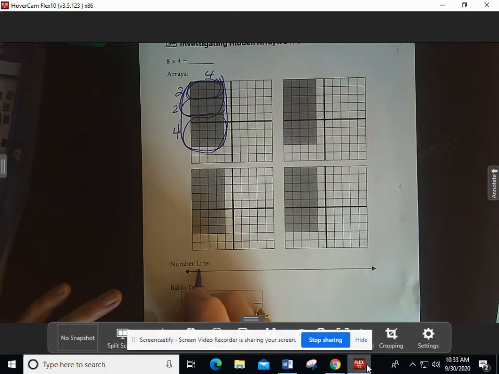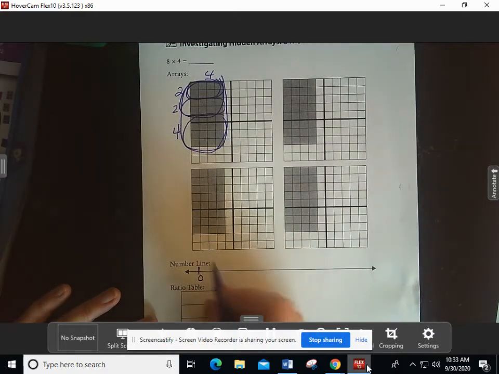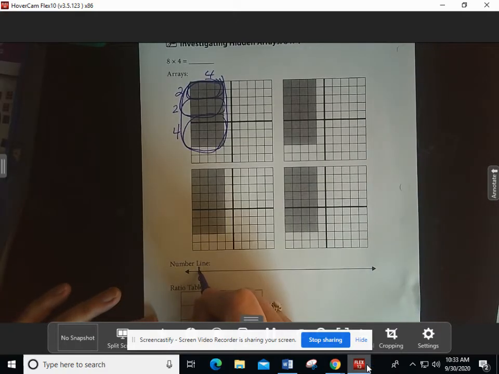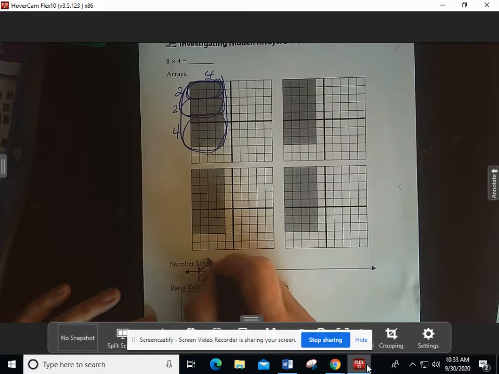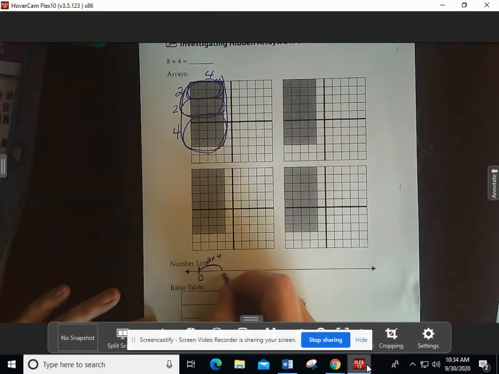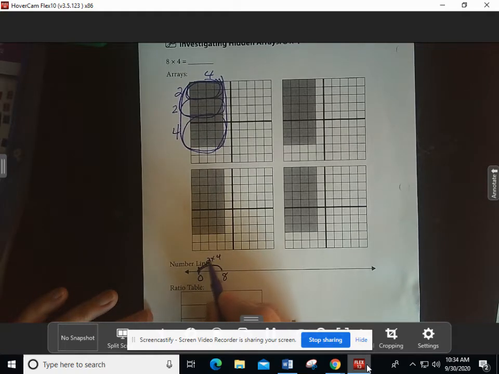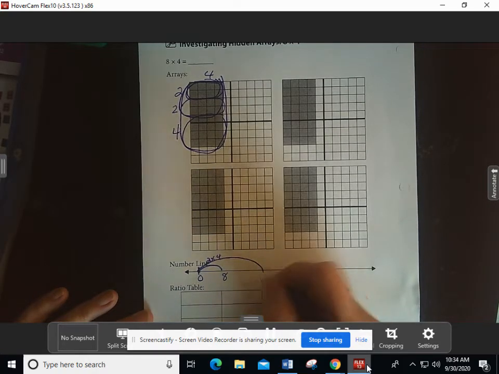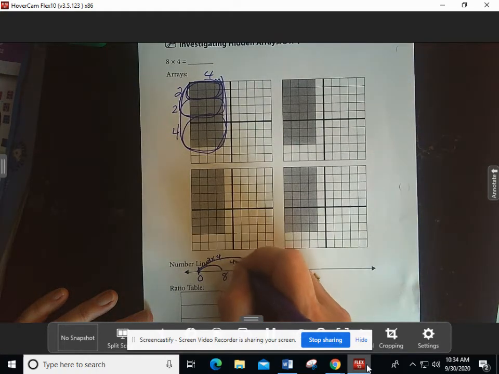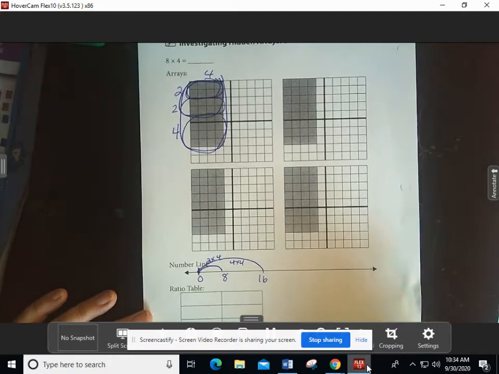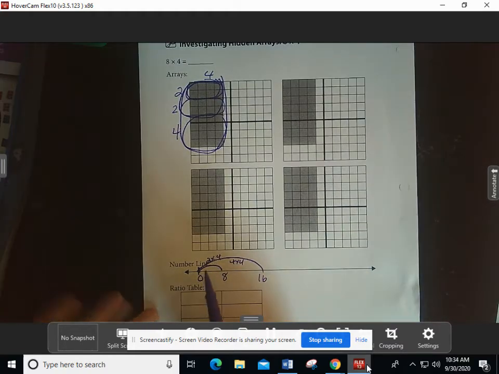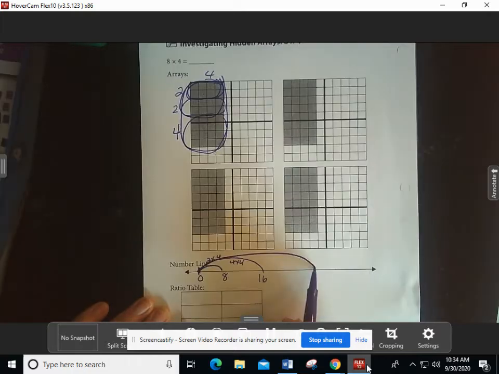So we make our jump. We start at 1. And 2 times 4 is 8. So if we double that to make 4 times 4, that is what? 16. And if we double that again, 4 doubled is 8, and that takes us to 32.